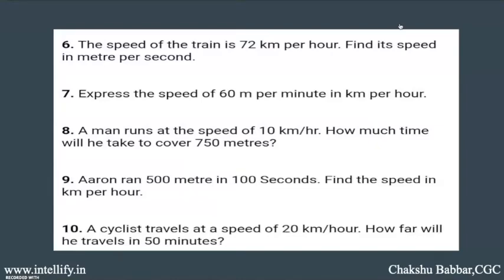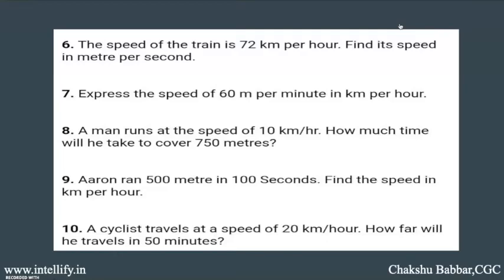Now we will do our sixth question, which is: the speed of a train is 72 kilometers per hour. Find speed in meters per second. It is an easy question, we have done it previously, so you can do it. Seventh question. Express the speed of 60 meters per minute in kilometers per hour. It is a new type of question. Here the speed is in meters per minute, which is 60 meters for 1 minute or 60 meters for 60 seconds, which comes out to be 60 divided by 60 meters per second, which is 1 meter per second. So we can convert 1 meter per second into kilometers per hour.